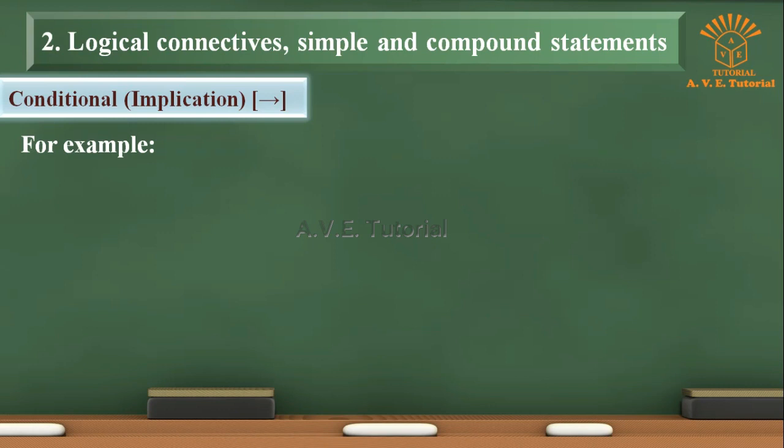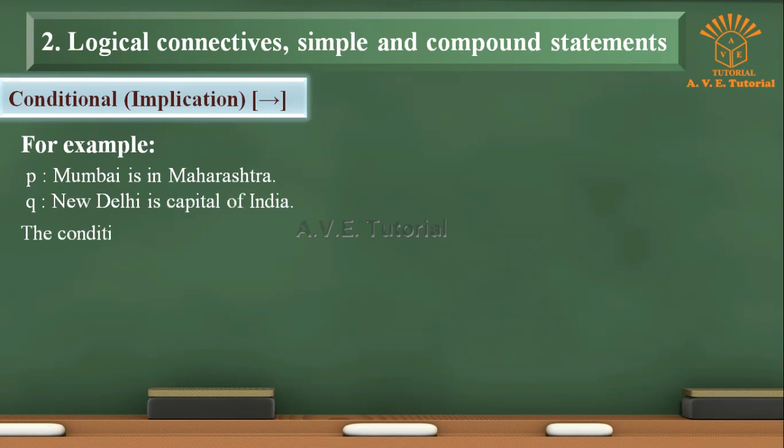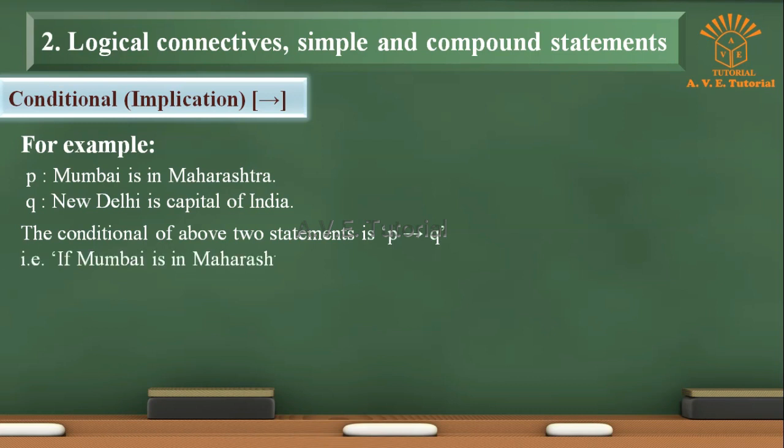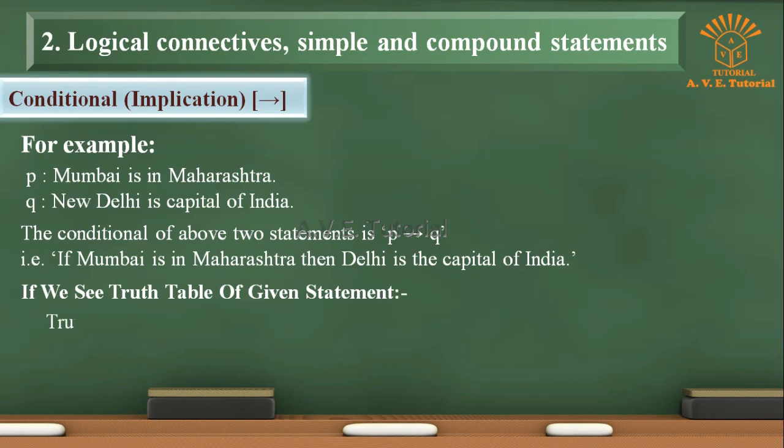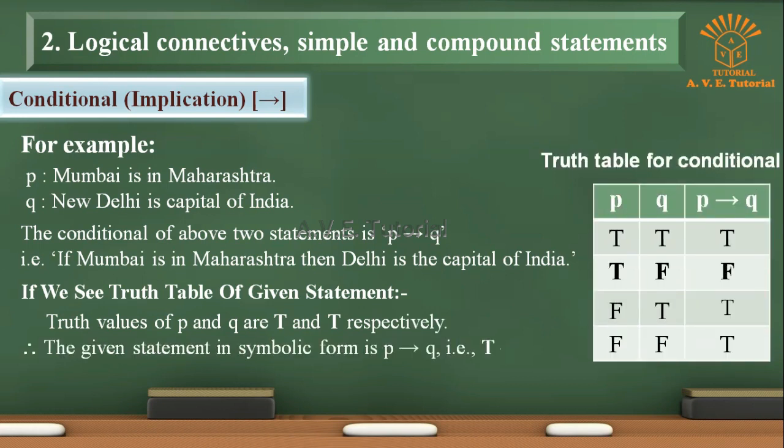For example, statement P, Mumbai is in Maharashtra. Statement Q, New Delhi is capital of India. The conditional of above two statements is P implies Q. That is, if Mumbai is in Maharashtra, then Delhi is the capital of India. If we see truth table of given statement, truth values of statement P and statement Q are true, that is T and T respectively. Therefore, the given statement in symbolic form is P implies Q, that is T implies T is T. Therefore, the truth value of given statement is true, that is T.